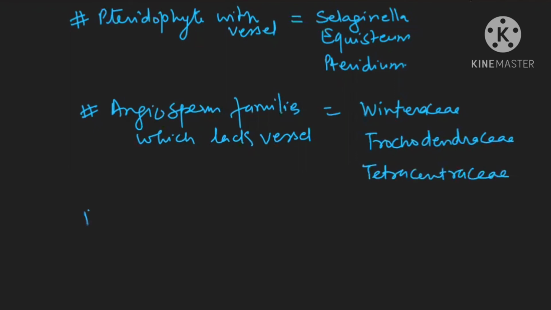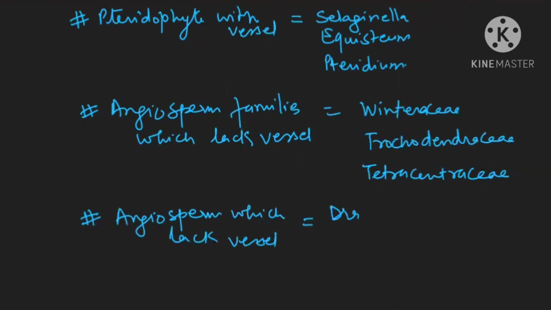And now a few angiosperm examples which do not have vessels. Angiosperms which lack vessels, for example, Dracaena, Yucca, Tegenaria, and Trimenia. These are the ones which do not have vessels. Is it clear?